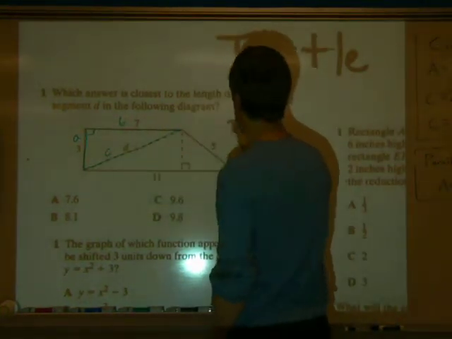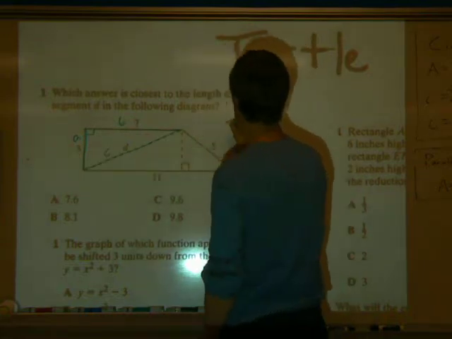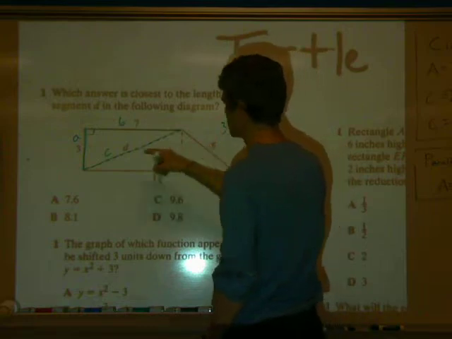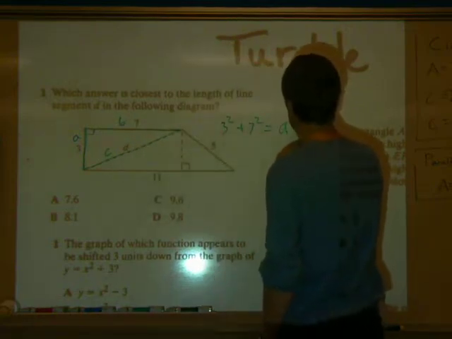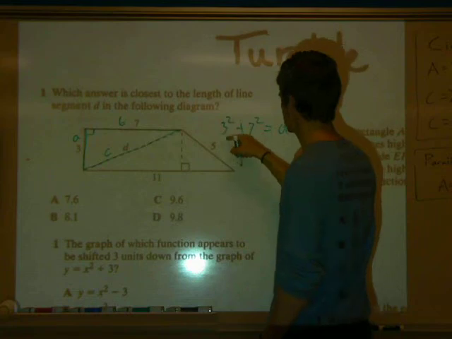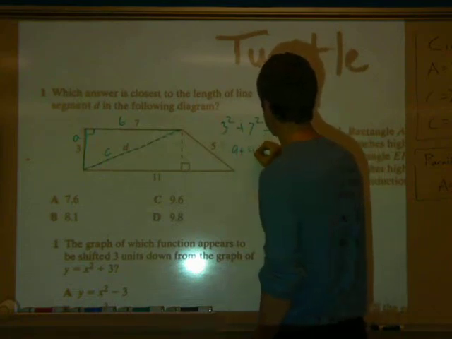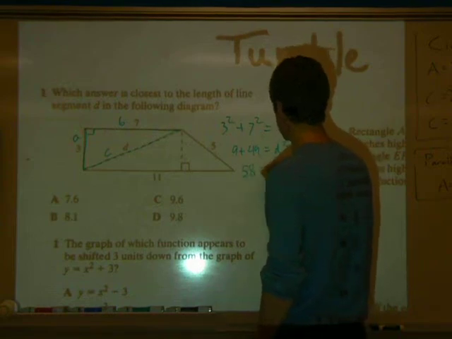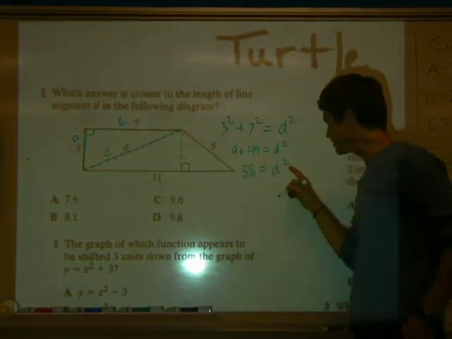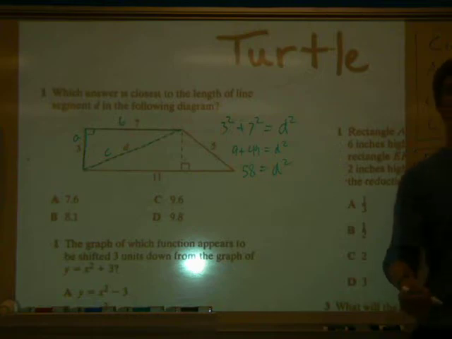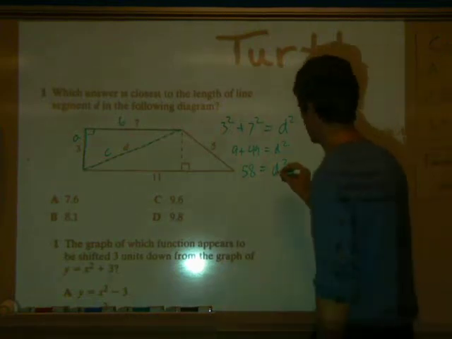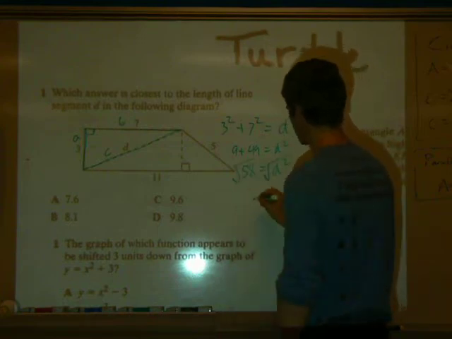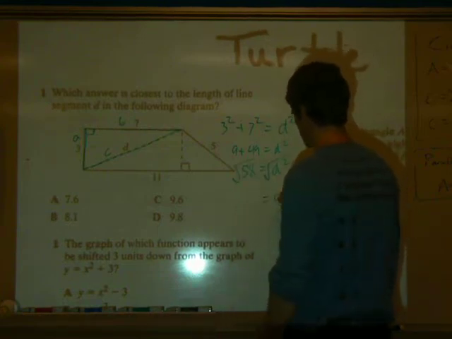A squared plus b squared equals c squared. A squared is 3 squared, plus b squared is 7 squared, equals our c squared, which is d squared. Now we square this. 3 squared is 9, plus 49 equals d squared. 9 and 49 make 58, equals d squared. Now how do we get rid of a squared? The way is using the square root. So we take the square root, and therefore the square root of 58 equals d.